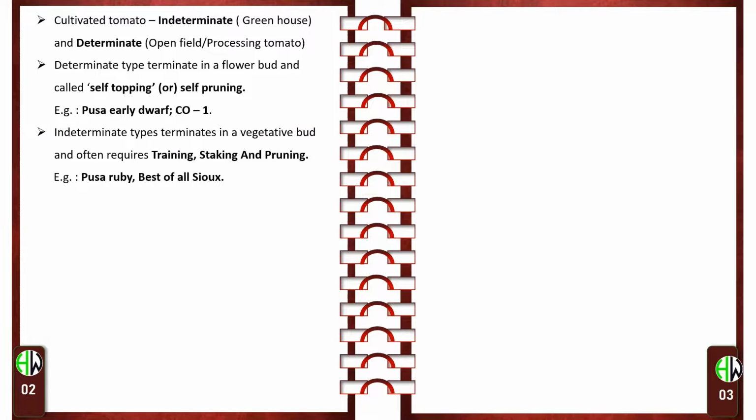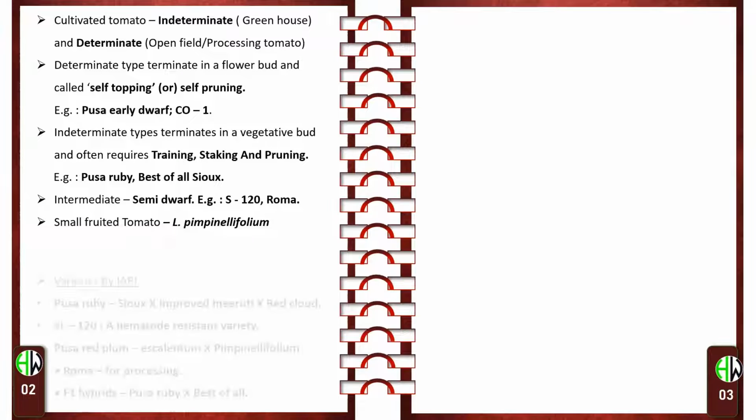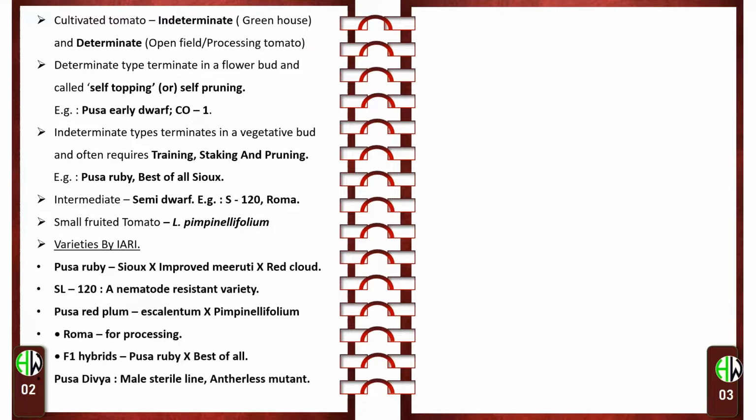In indeterminate types, they terminate in a vegetative bud and often require training, staking and pruning. Examples are Pusa Ruby, Best of All and Sioux. Intermediate, semi-dwarf. Examples are SL 120 and Roma. Scientific name of small-fruited tomato is Lycopersicon pimpinellifolium.